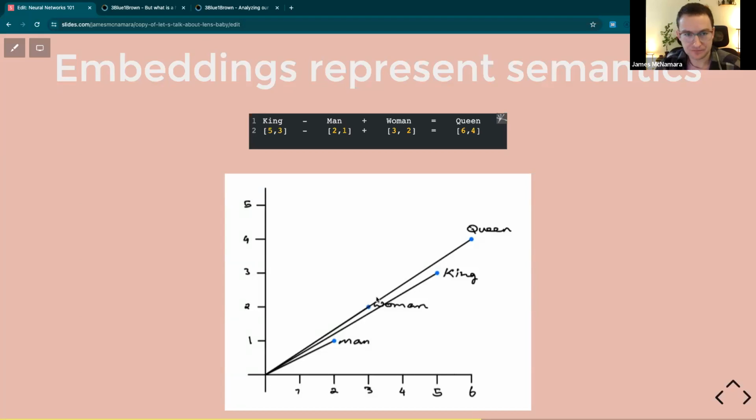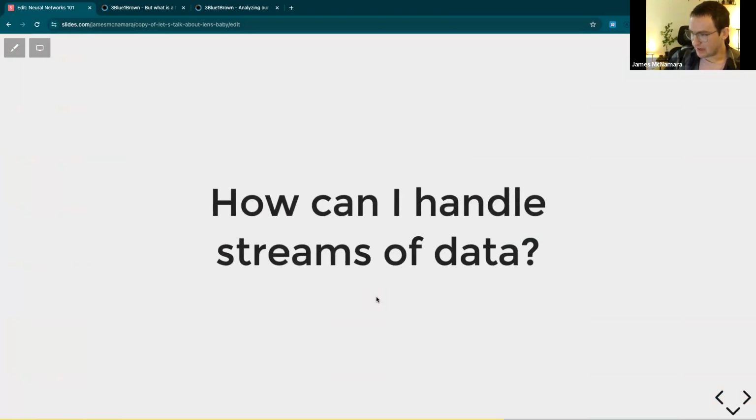Anything else? All right, I'm very conscious of time, so we're going to fly through the last section. So I'm probably just going to do this very quickly.